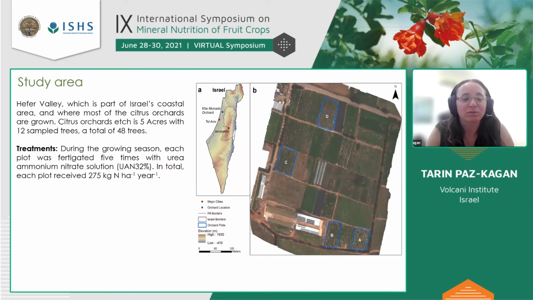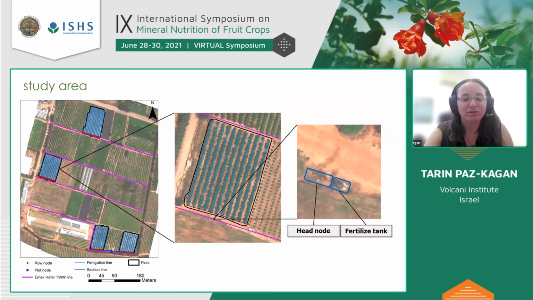So in this case, what we did is we took 4 citrus plots in Hefer Valley in Israel. Each plot is about 5 acres. We selected 48 sampling trees in those plots, and we developed a precision agriculture approach for evaluating nitrogen management in those citrus orchards. The main idea is to develop tree-based site-specific management. Regarding the irrigation and the fertilization, it was relatively uniform. We made sure that the irrigation was uniform in the different orchards, with sprinklers at a distance of half a meter from the trees, and with uniform fertilization in those 4 plots.